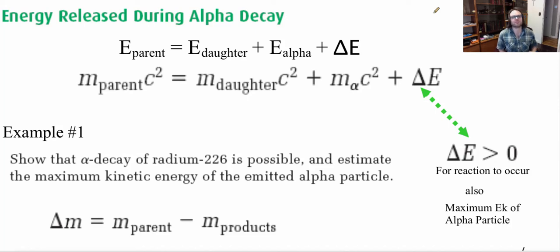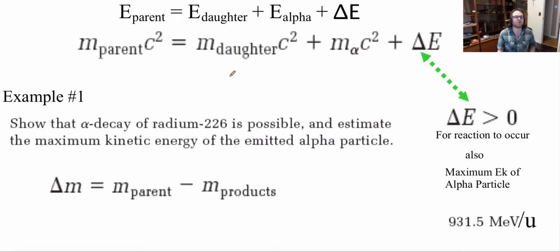So now let's look at some energy release questions with alpha decay. One thing we have to look at is that there's going to be a mass defect here. My parent and my daughter plus my alpha particle will not be the same. And that little bit of energy that we add to my daughter's side is going to be my change in energy, which is going to be the energy given off.